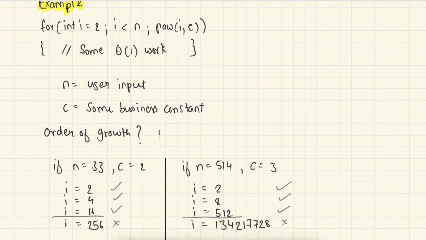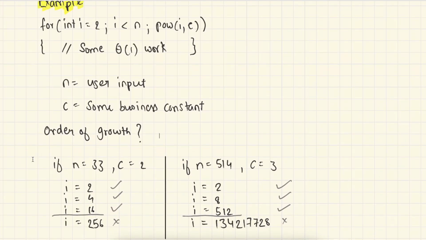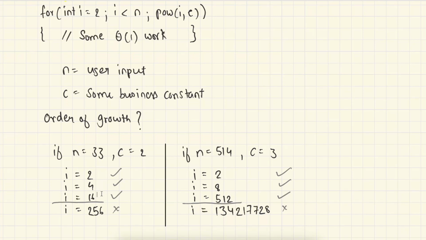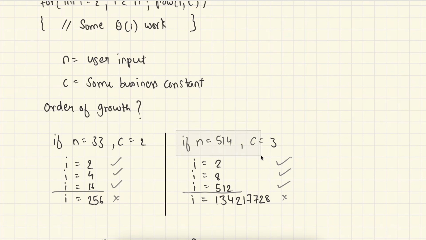So let's dry run this for loop with some arbitrary values. Let's say n equals 33 and c equals 2. This loop is going to run from i equal to 2. Then 2 to the power 2 is 4. Then 4 to the power 2 is 16, and 16 to the power 2 is 256. When i reaches 256, this loop is going to stop because 256 is not less than 33. So how many times is this loop running? 1, 2, 3 times.